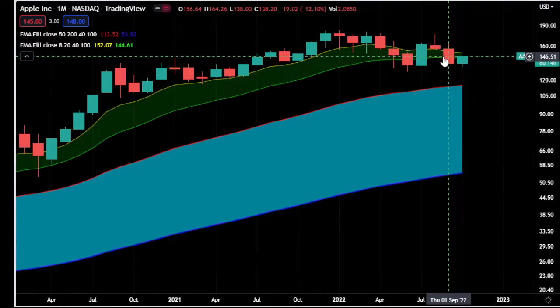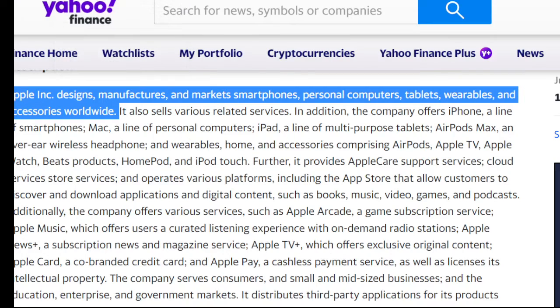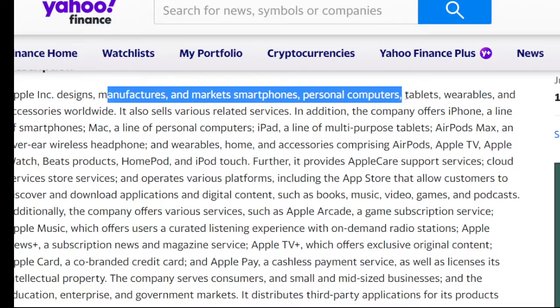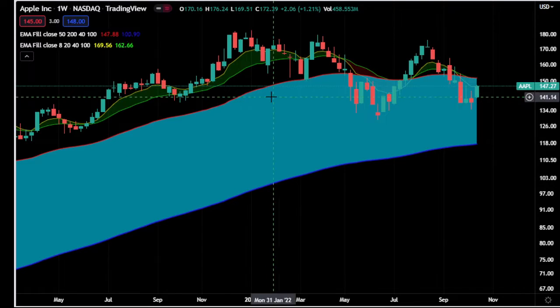8 is above the 20-month moving average, and the 50 is above the 200-month moving average. And so let's now go into the very quick. What does Apple do? Apple Inc. designs, manufactures, and markets smartphones, personal computers, tablets, wearables, and accessories worldwide. Oh, wow. Had no idea.